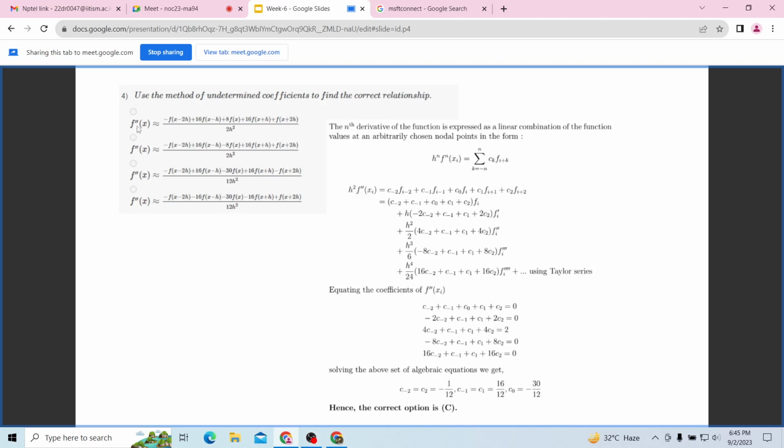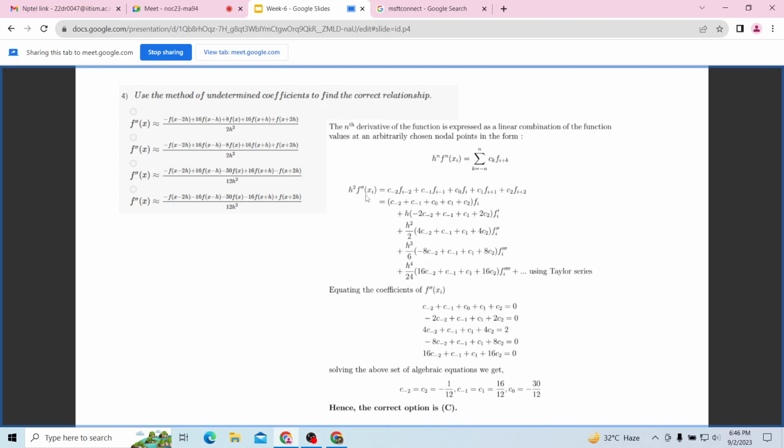Here you have to calculate the second derivative, right? So n will be 2. So h square f double dash at xi is equal to, you just put k ranging from minus 2 to 2. So first it will be minus 2. So c minus 2 into f of i minus 2, plus c minus 1 into f of i minus 1, plus c naught into fi, plus c1 into f of i plus 1, plus c2 into f of i plus 2. Fine.